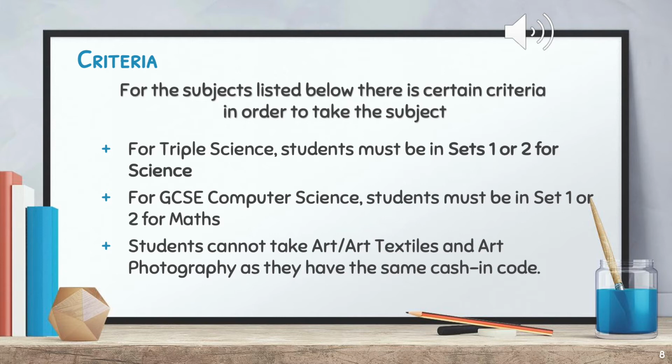As mentioned already, students cannot take art/art textiles and art photography as they have the same examination code. Now, if students are confused about sets and what sets they are in, this can be discussed further in their meetings.